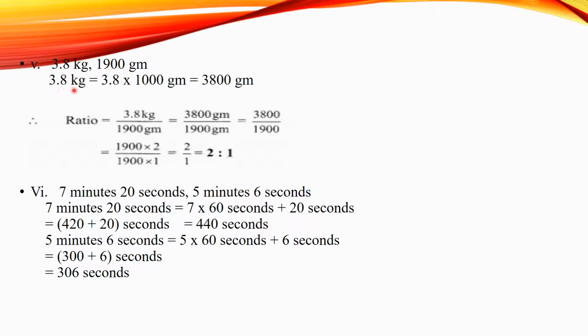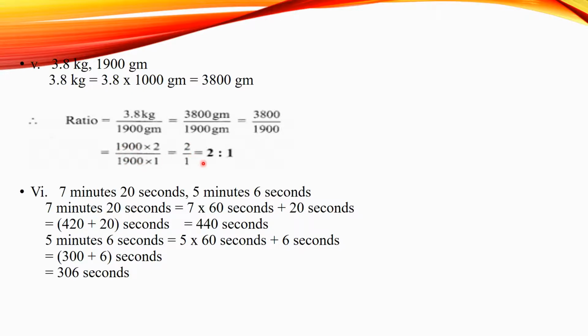Question number 5. 3.8 kg, 1900 gram. Converting 3.8 kg to grams, we get 3.8 multiplied by 1000 gram. So that is equal to 3800 gram. The ratio is 3.8 kg upon 1900 gram, which can be written as 3800 gram upon 1900 gram. So removing the grams, since they are of the same unit, we get 3800 upon 1900. Now 1900 multiplied by 2 is 3800 and 1900 multiplied by 1 is 1900.